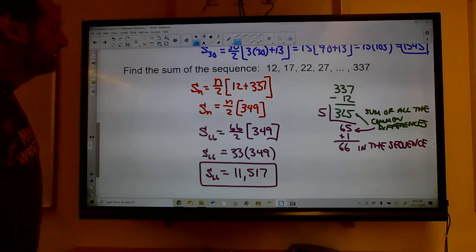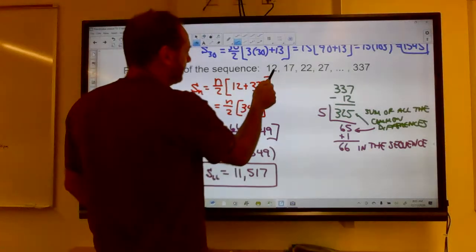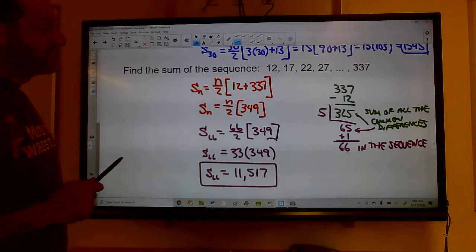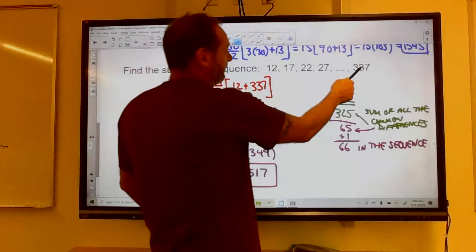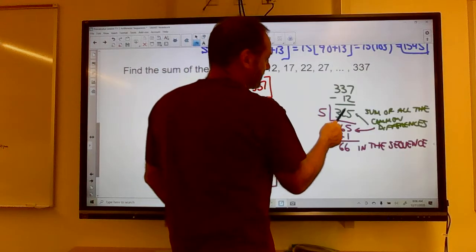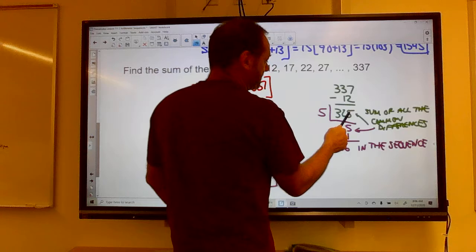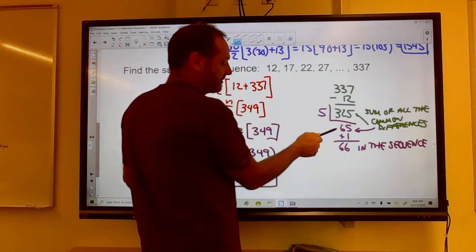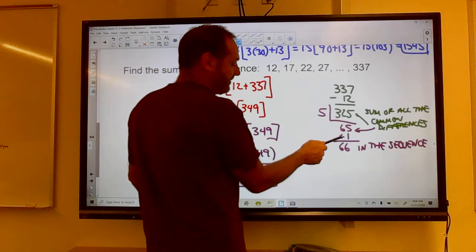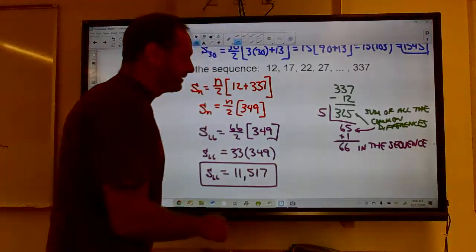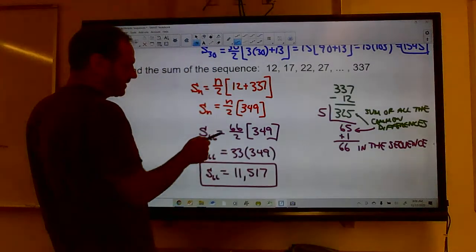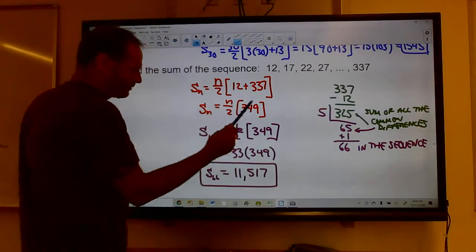So how do I do that again? I use my formula. I plug in my first term and my last term. Then I have to figure out what n is. So I take the last term, I subtract the first term. This gives me the sum of all the common differences. I divide that by the common difference. That tells me how many common differences there are. I add the first initial term, which doesn't have a common difference. That tells me how many numbers are in the sequence. So I'm finding the 66th term. I plug that in for n, and I just work out the answer.